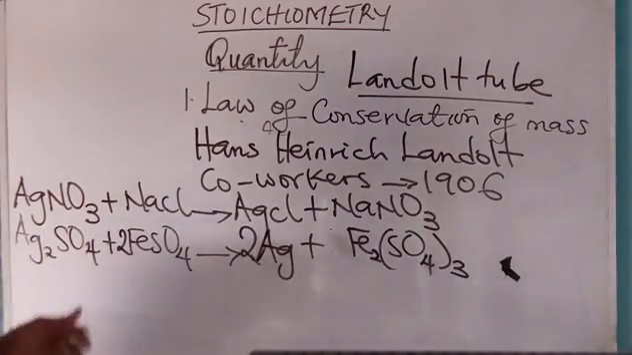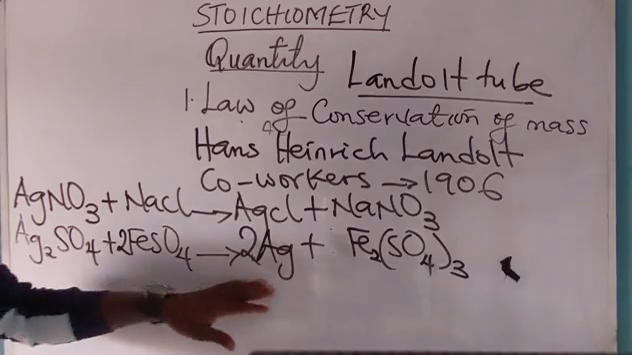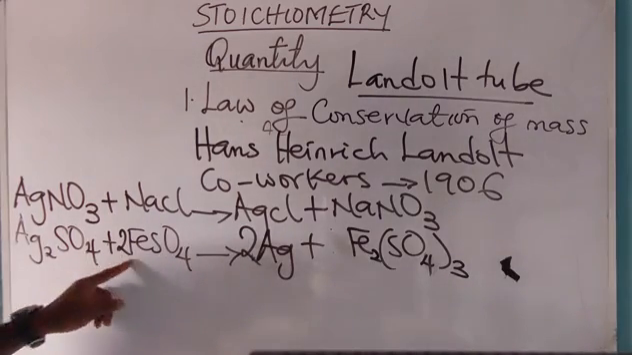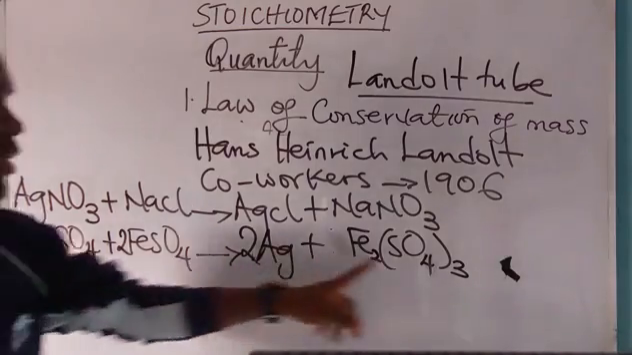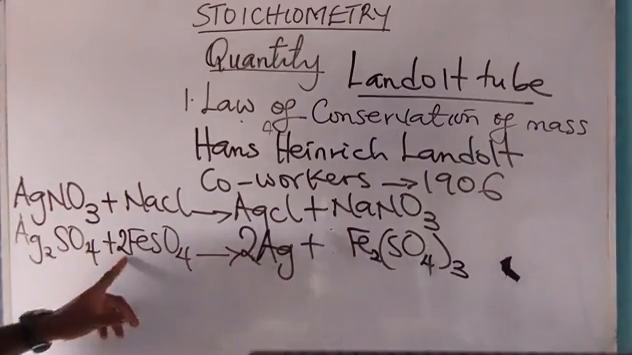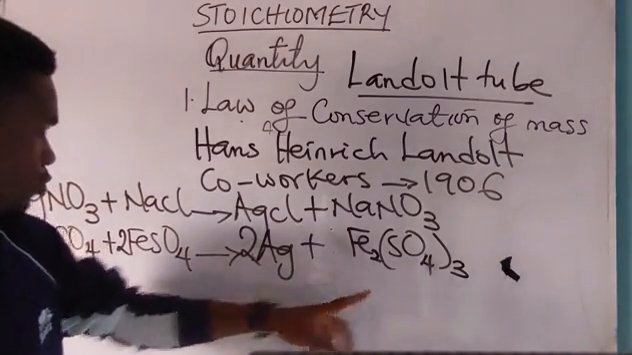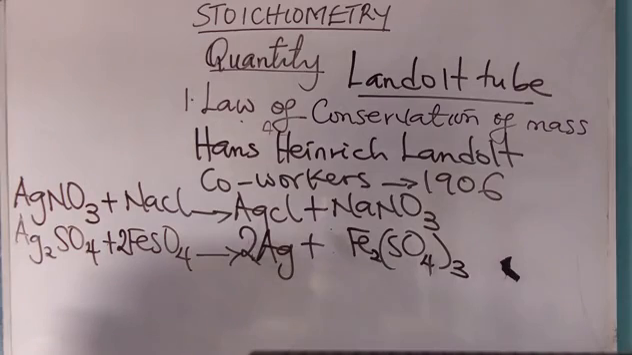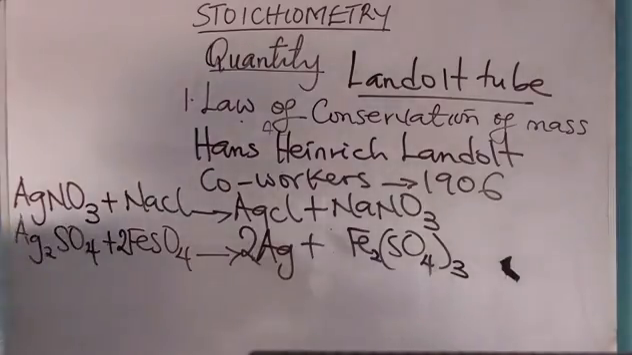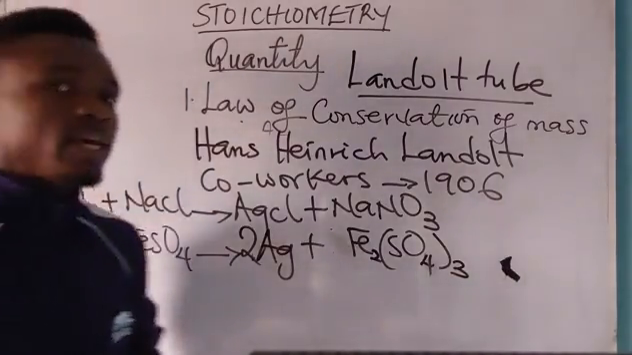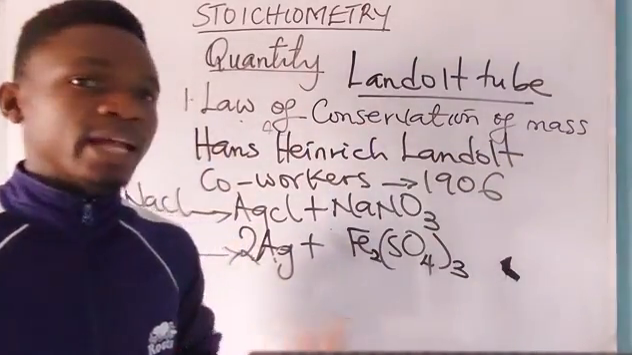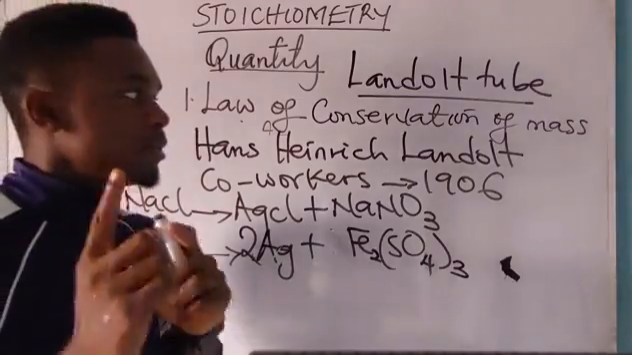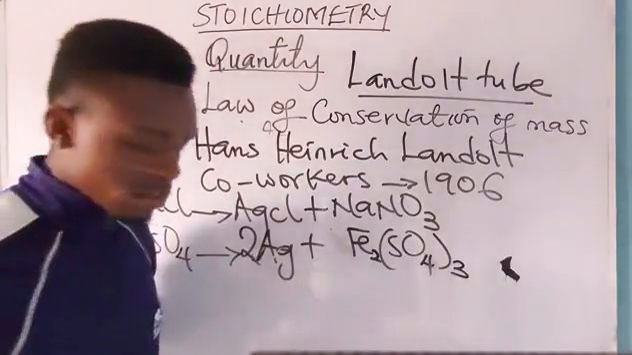So let's check if the equation is balanced now. 2 silver, 2 SO4, then 3 SO4, then 3 SO4, then you have 2 iron. So I believe it is balanced now. So these reactions were involved in the law of conservation of mass as stated by Landolt and his co-workers. Please take note of that. It is very, very important.